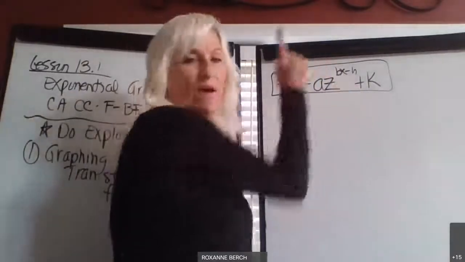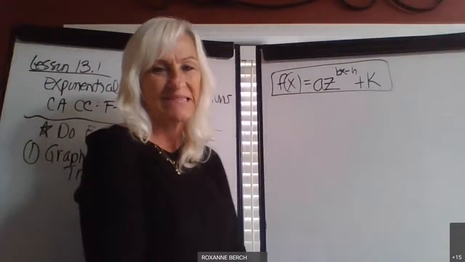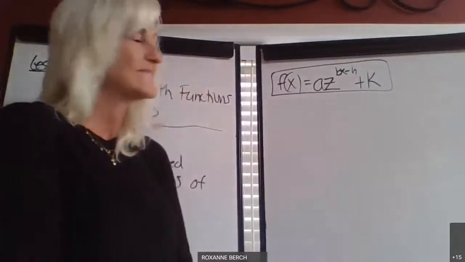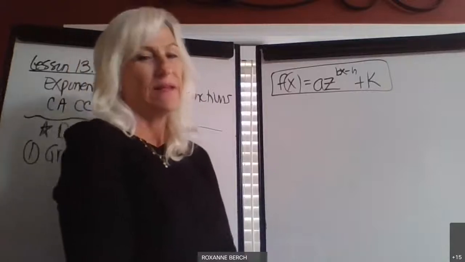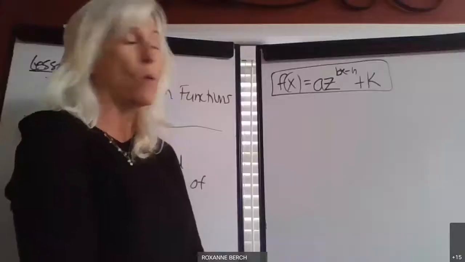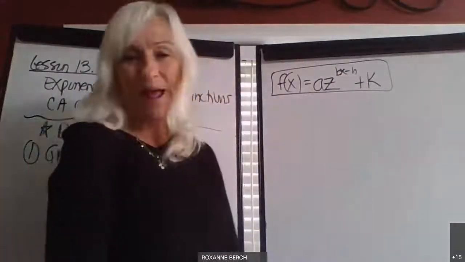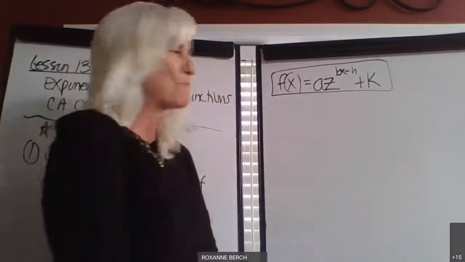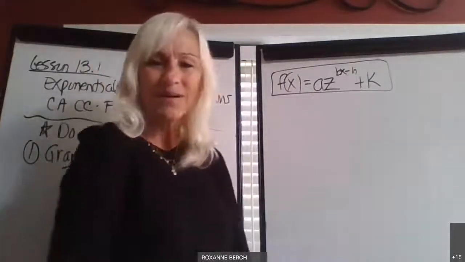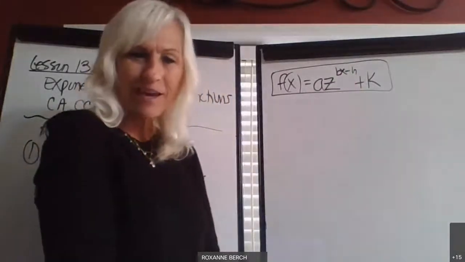Take a guess what B up there in the exponent does. Horizontal transformation. Yeah, it's a horizontal stretch or compression and a reflection over the y-axis. H up there, left or right, K up or down, believe it or not. It's like, how could this possibly work? You know, we have the vertical stuff down below and we have the horizontal stuff in the exponents.